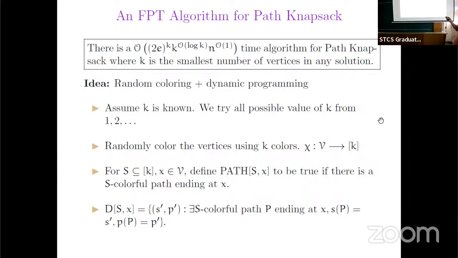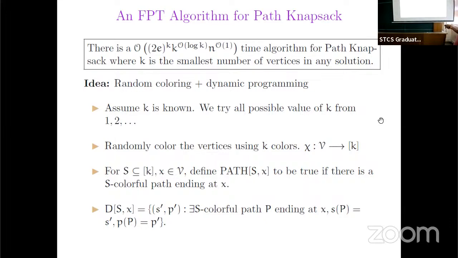So now what is the dynamic programming? This is the dynamic programming table, which is indexed by every subset of colors S and every vertex X, this pair. And this is a Boolean table. This will be true if there exists a path ending at X which is S-colorful. What do you mean by S-colorful? Every vertex takes a color from S and every color appears exactly once. That is S-colorful. If there exists such a path, it is true, otherwise it is false.